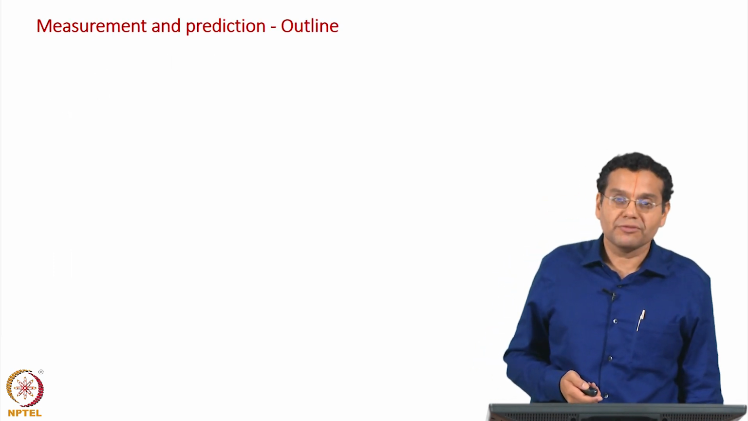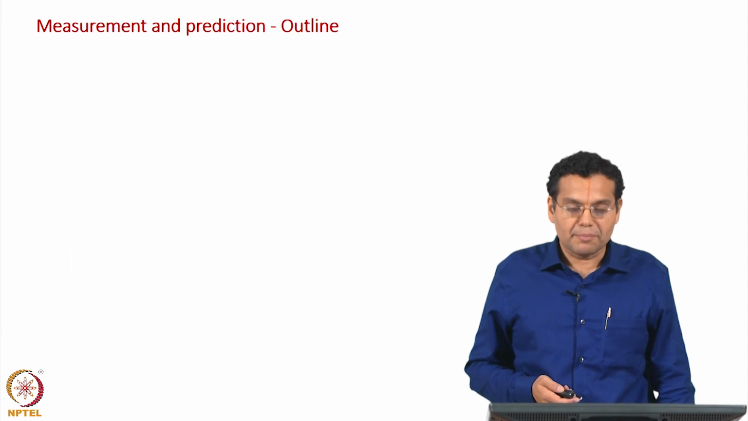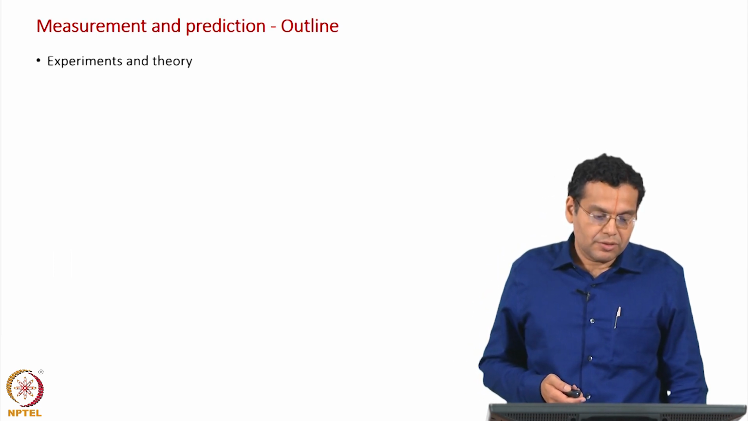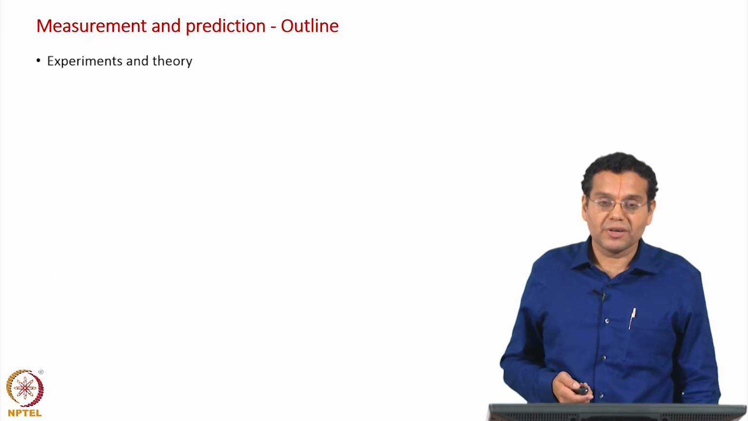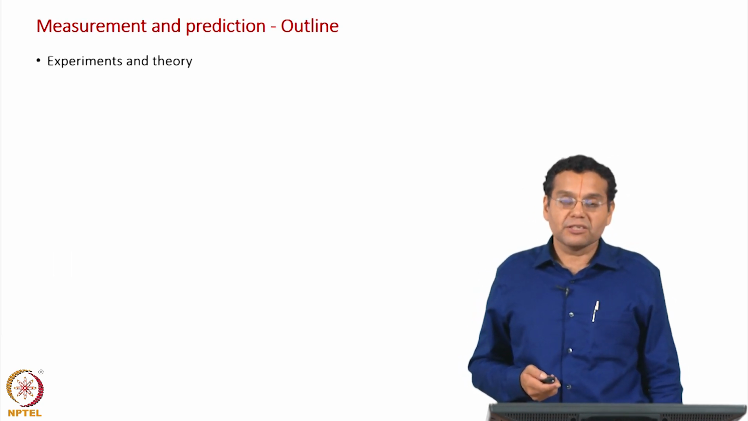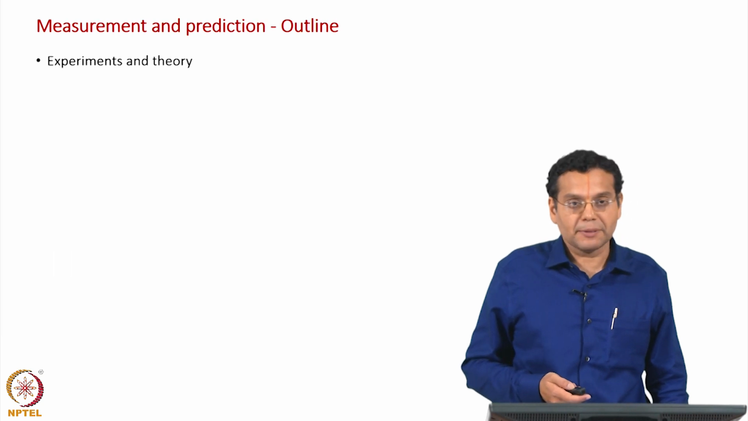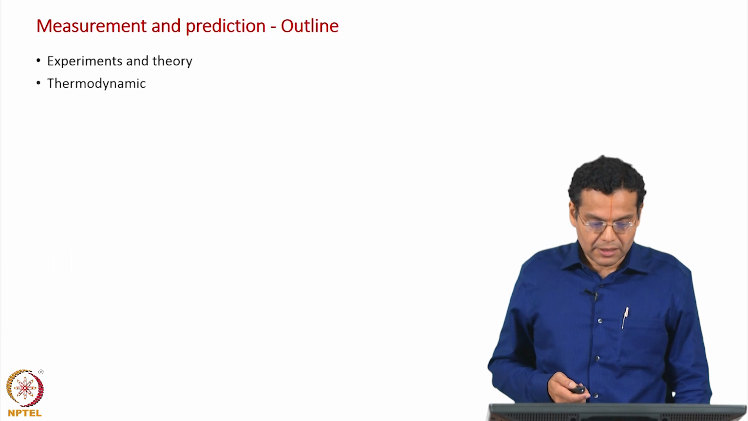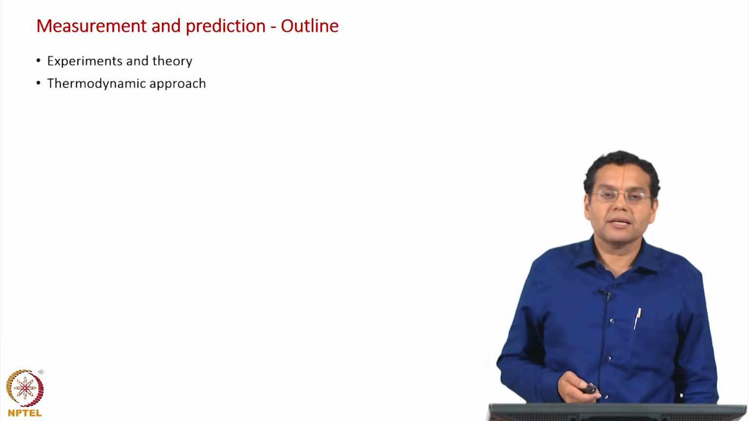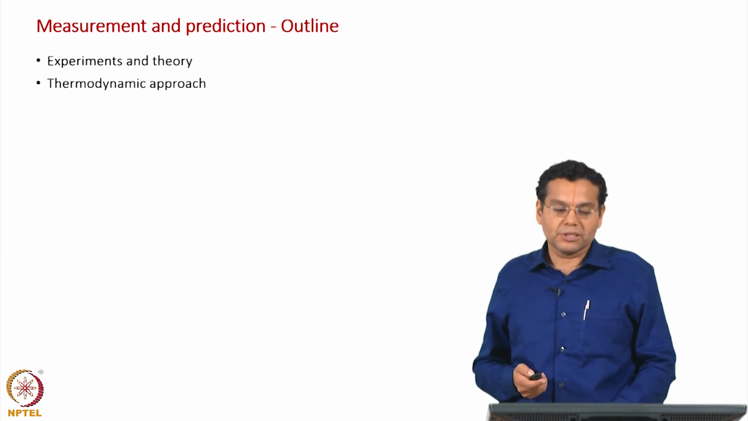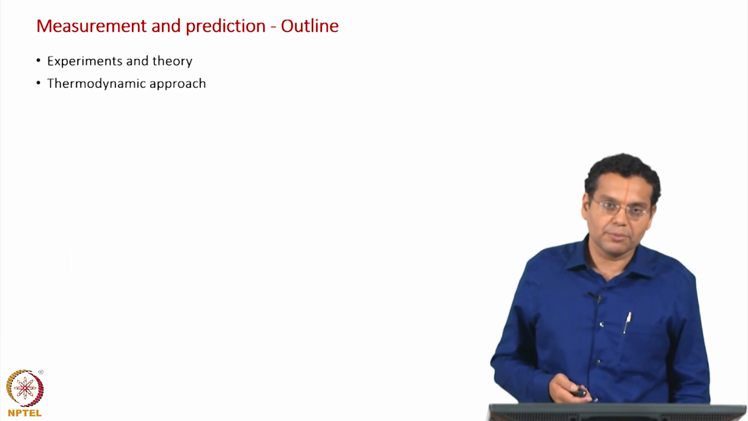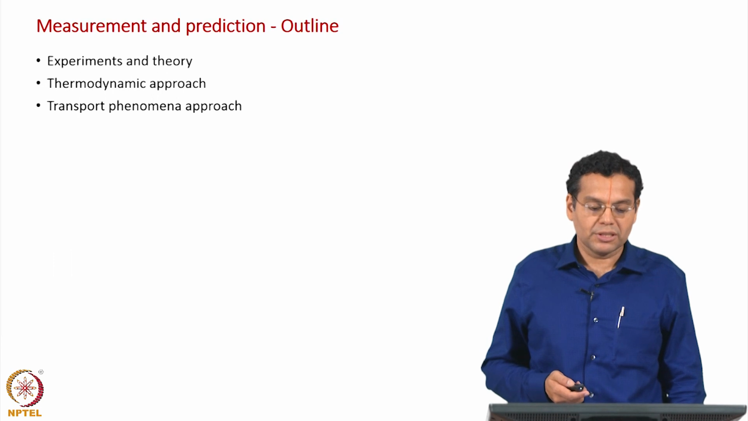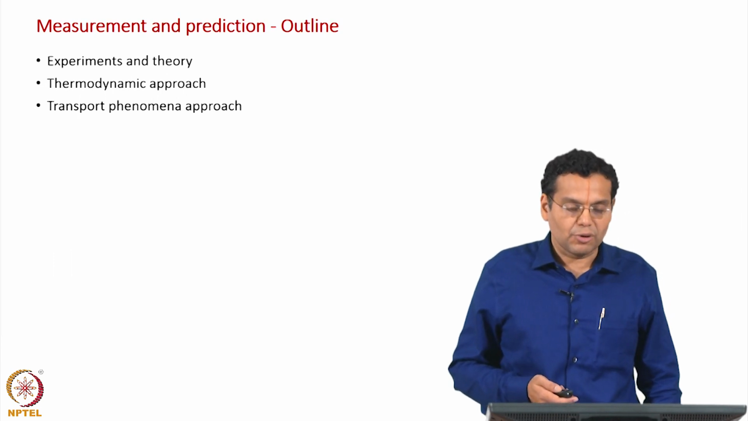And this is the outline of the first part on measurement and prediction. First we discuss two different ways of analyzing a process, namely the experimental method and the theoretical method. For the theoretical method, two different approaches are possible. One is the thermodynamic approach, which we discuss next, and then the transfer phenomena approach, which we discuss following that.